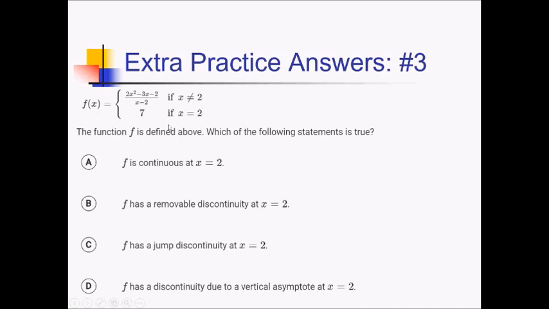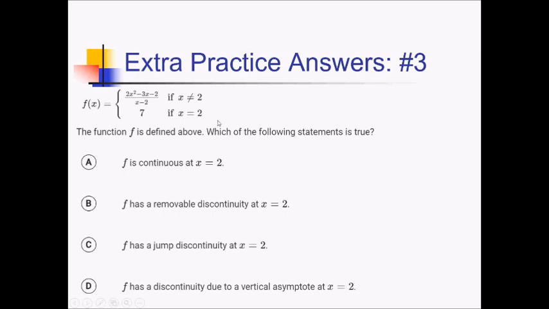On this problem, I've got this f function defined by this piecewise function. Based off of this, we want to know which of these statements is true. All of these statements are dealing with the behavior of our graph at x equals 2. And of course, 2 is the border value of this piecewise function. But it's kind of an interesting piecewise function.